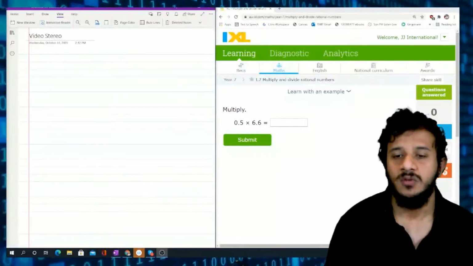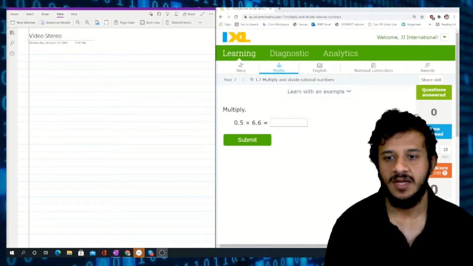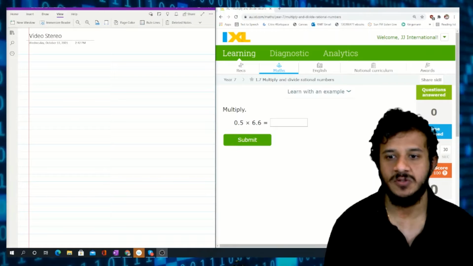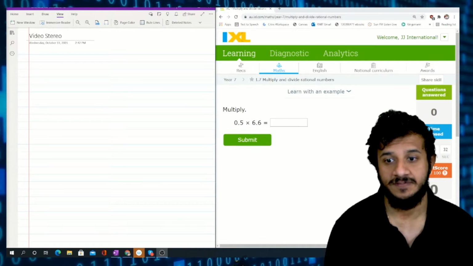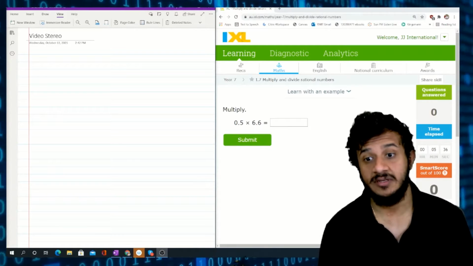So in this video we are going to go through IXL I7 for Year 7, and it is about multiplying and dividing rational numbers. So let's go. So, multiply and divide rational numbers. What is a rational number? A rational number is a number which you can write as a fraction. It can be a decimal, it can be a fraction, it can even be written as a whole number.